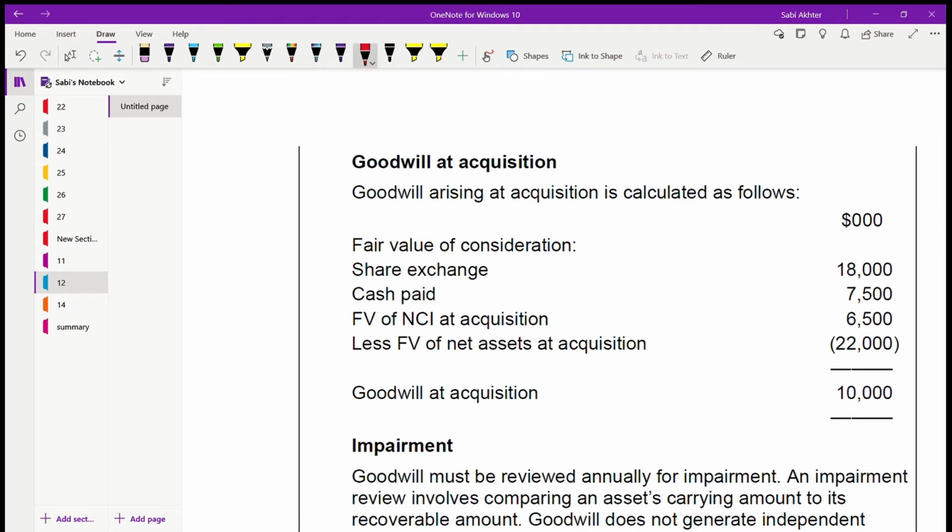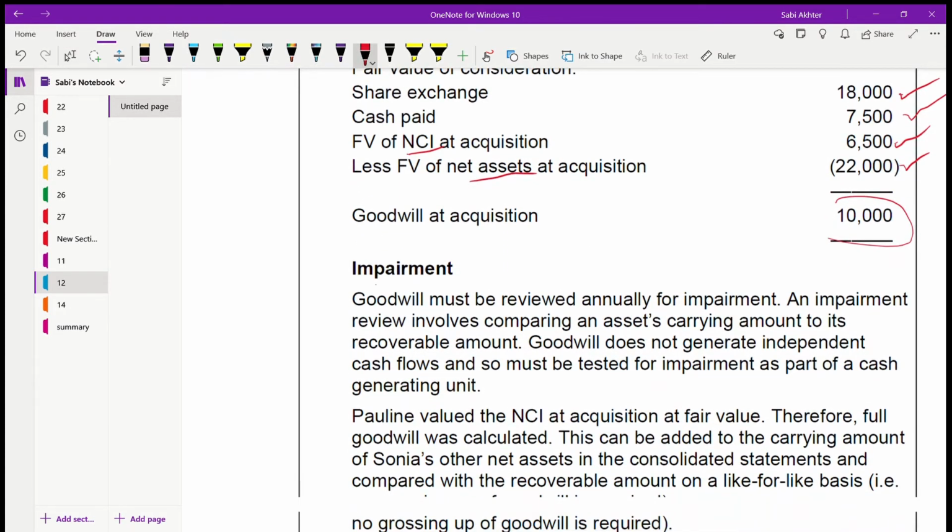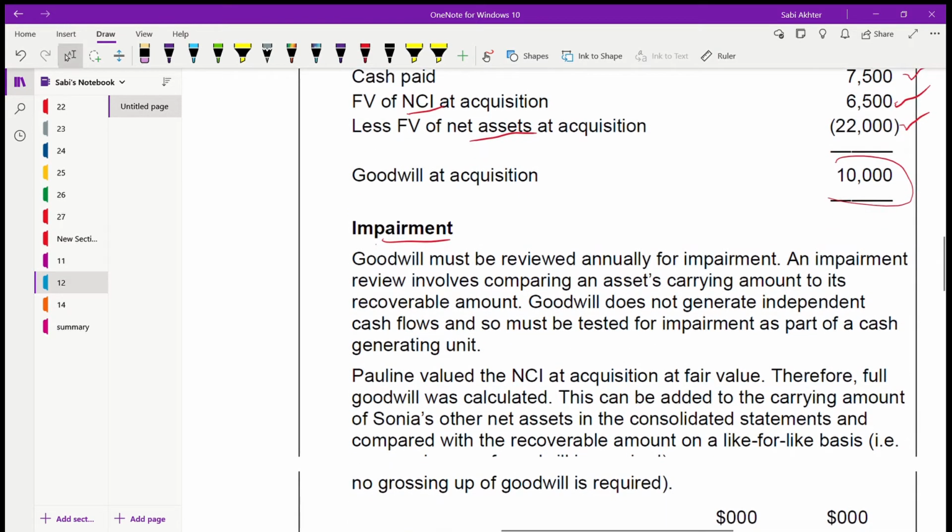Share exchange, we have got 18 million. Cash paid was 7.5. That means that is the cash consideration. Now you have to add NCI, which is 6.5, and deduct the net asset, which is 22 million. And hence this is the goodwill at acquisition. Now, impairment. This must be reviewed annually for impairment.